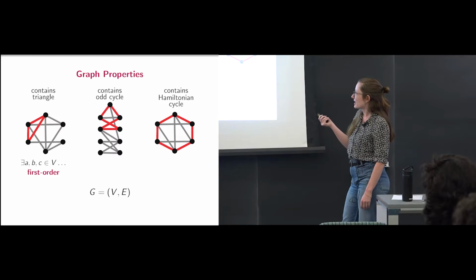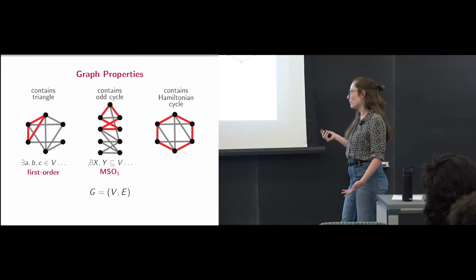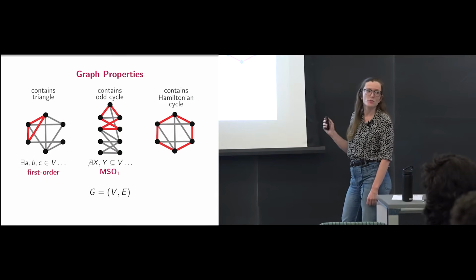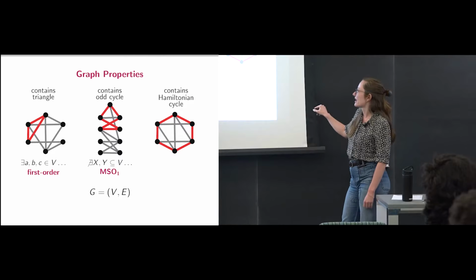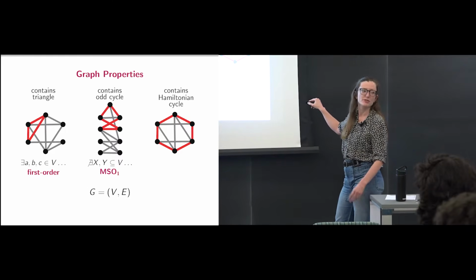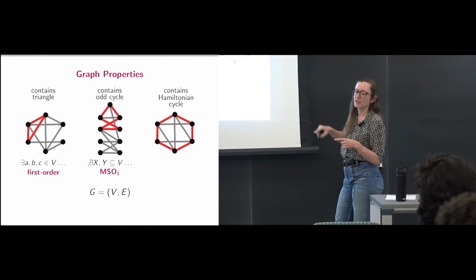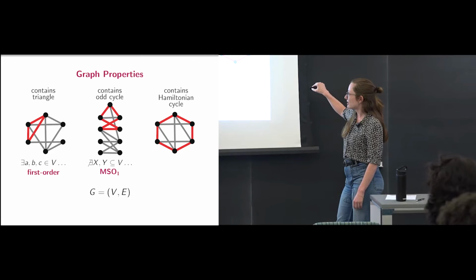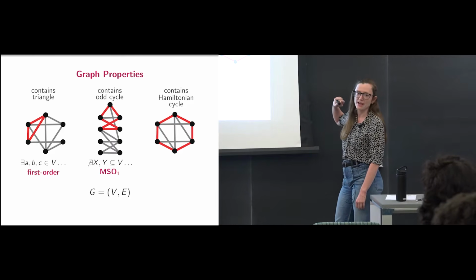And if you want to say that you contain an odd cycle, well, one natural way of doing that is saying that the graph is not bipartite. So one way I can write this is I can say there do not exist sets of vertices x and y. So now this is not a first-order sentence because I'm not just talking about single vertices, I'm talking about sets of vertices. And anything that you can write by talking about sets of vertices, this is called the first kind of monadic second-order logic for graphs.